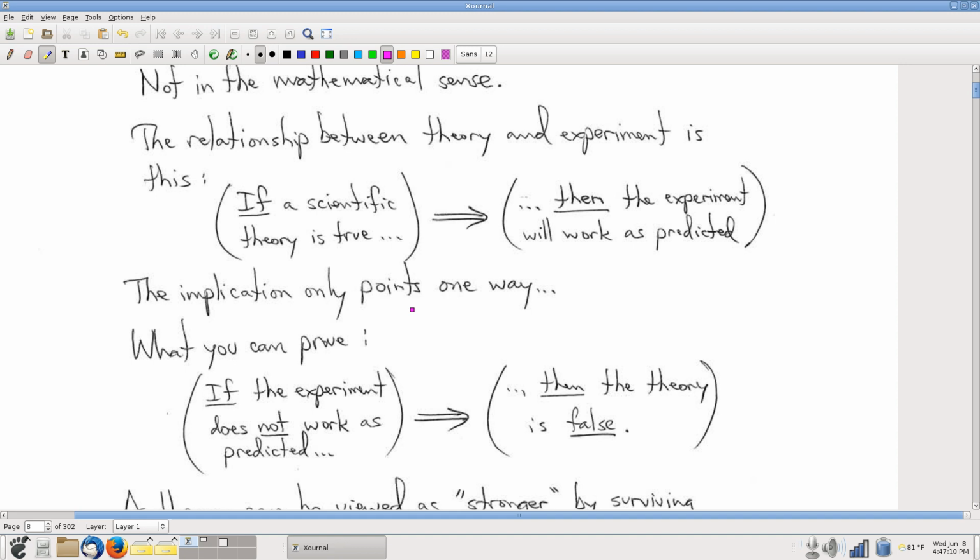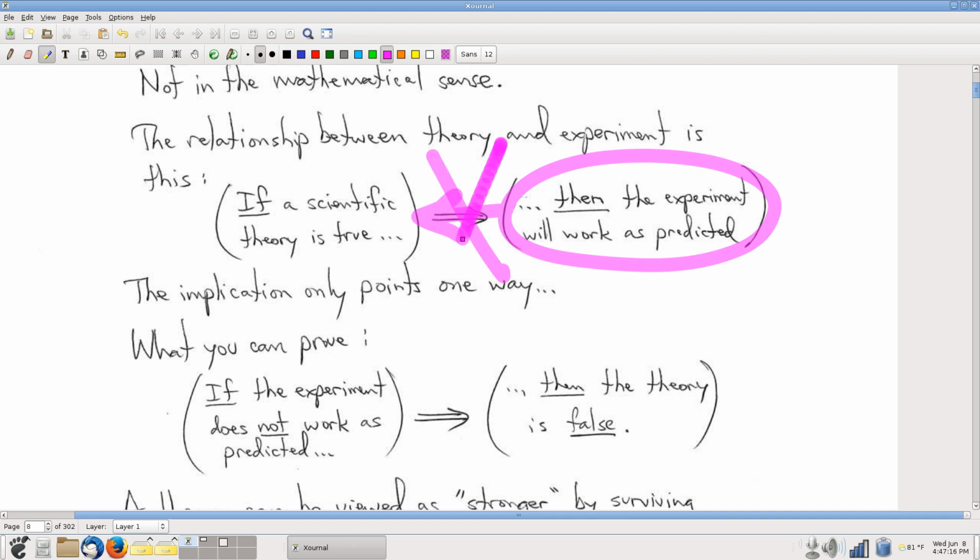Right? It's not the case that just because the experiment worked as predicted, that implies that the theory is true. Right? And here's a simple, classical counterexample. Let's think about gravity, and let's think about the very long believed but false suggestion that heavier objects fall faster than lighter objects. Right? Well, we can imagine the following experiment.